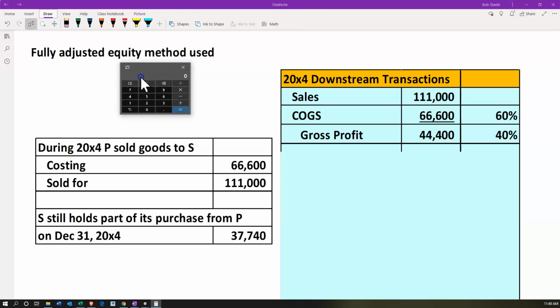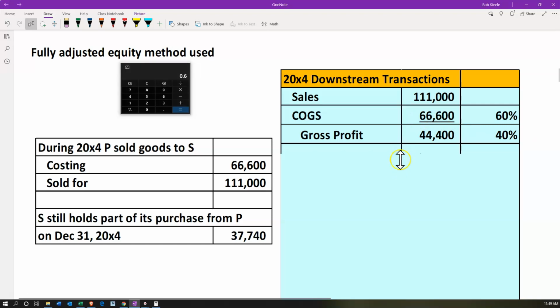And then we can calculate our gross profit percent with the trusted calculator. 44,400 divided by the 111,000. That's going to give us 0.4 or 40%, as we see here. And then it could be useful to have the cost of goods sold, which would be 60%, or 66,600 divided by 111,000. And there is the 60%.